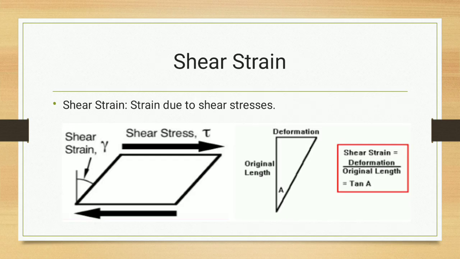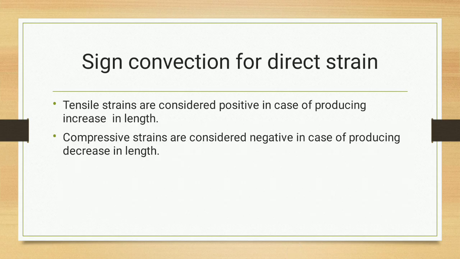Now shear strain. A strain which is produced due to shear stress is called shear strain, and shear strain is denoted by gamma. So shear strain is the deformation upon original length. It is very important how you take the positive and negative sign in consideration of a strain. Tensile strains are considered positive in case of producing increase in length. Compressive strains are considered negative in case of producing decrease in length.